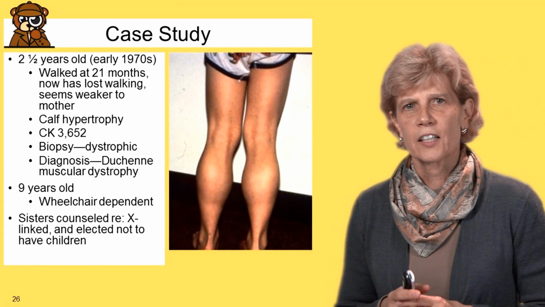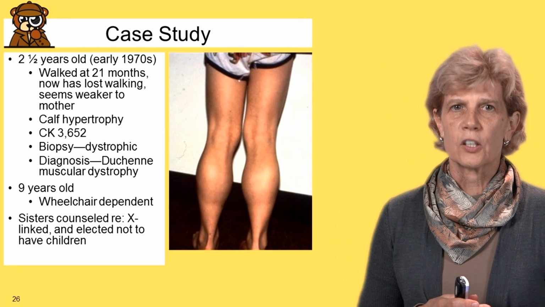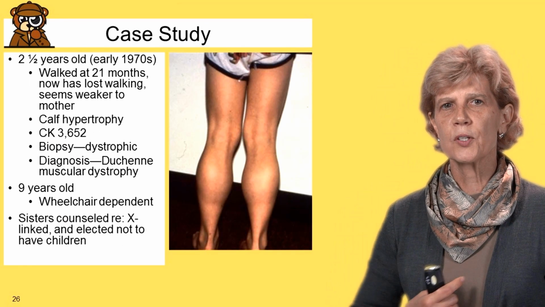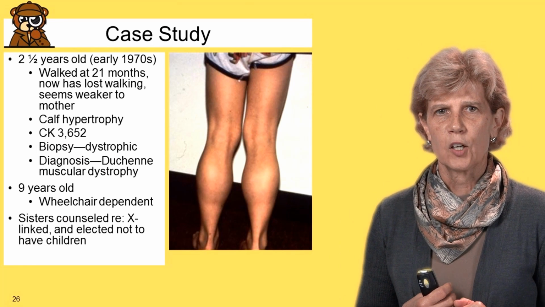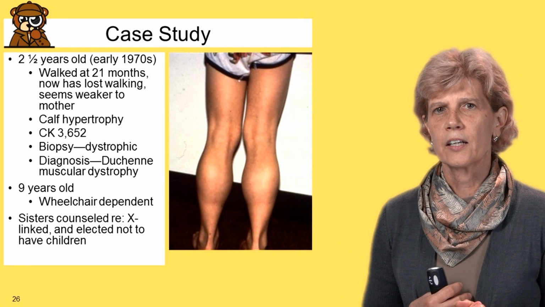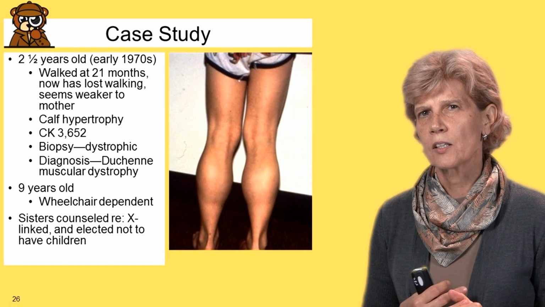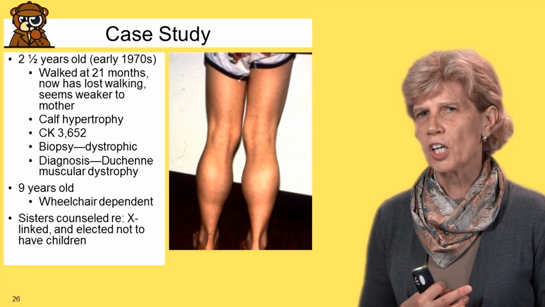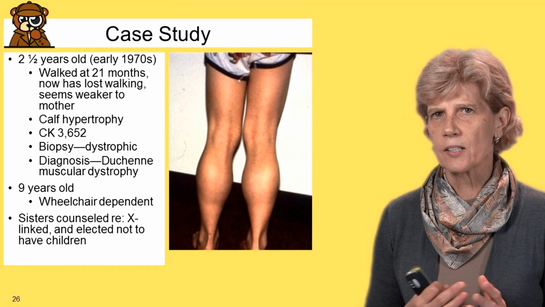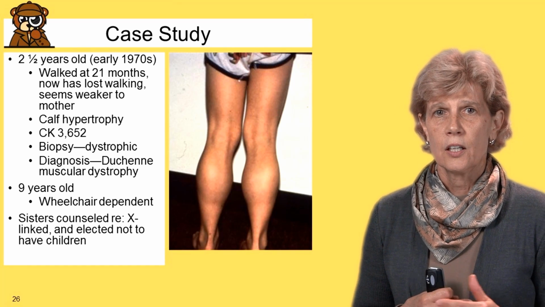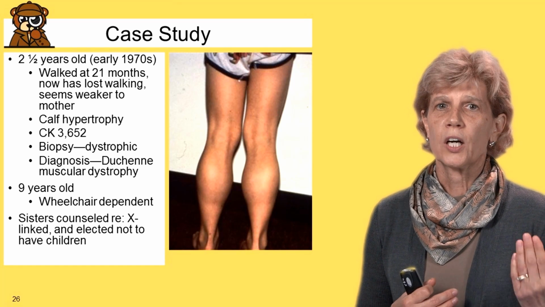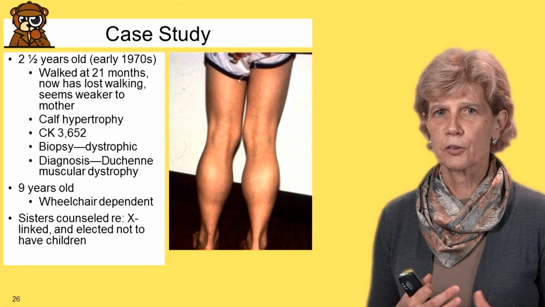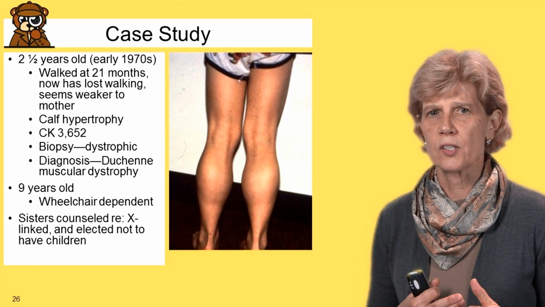And this is our final case study. This is a patient that I saw many years ago, but it is instructive. When he was 2.5 years old, he was first seen, and he had started walking at 21 months. Most children start walking at about 12 months. Most children with Duchenne muscular dystrophy start walking at about 16 to 17 months. He had now lost walking at 2.5 years and seemed weaker to his mother. He had calf hypertrophy. His CK was about 4,000.